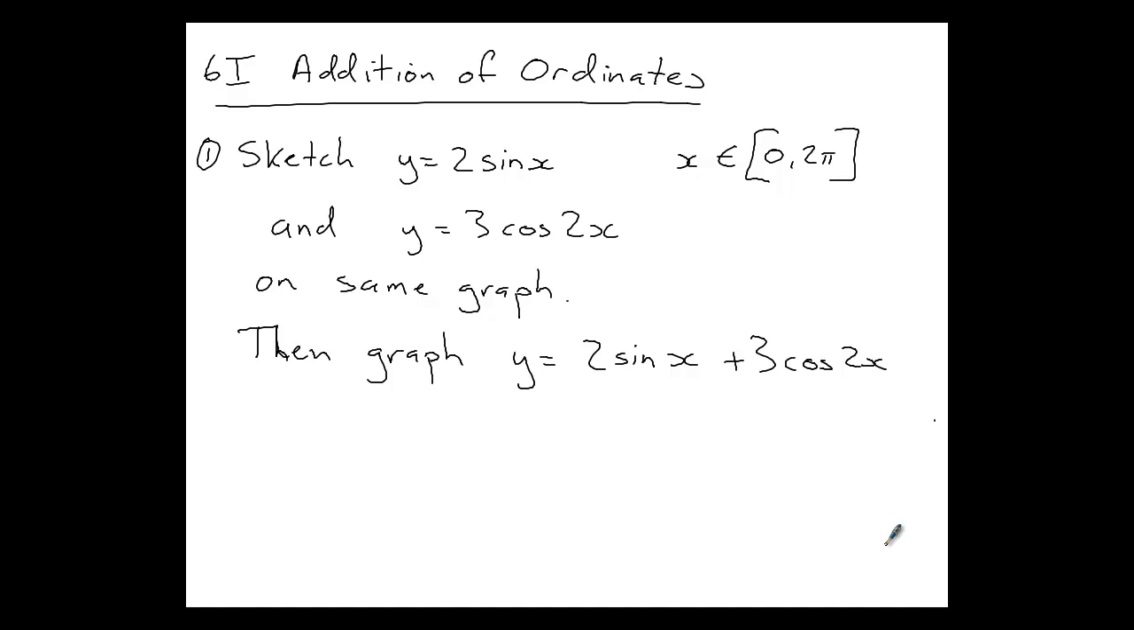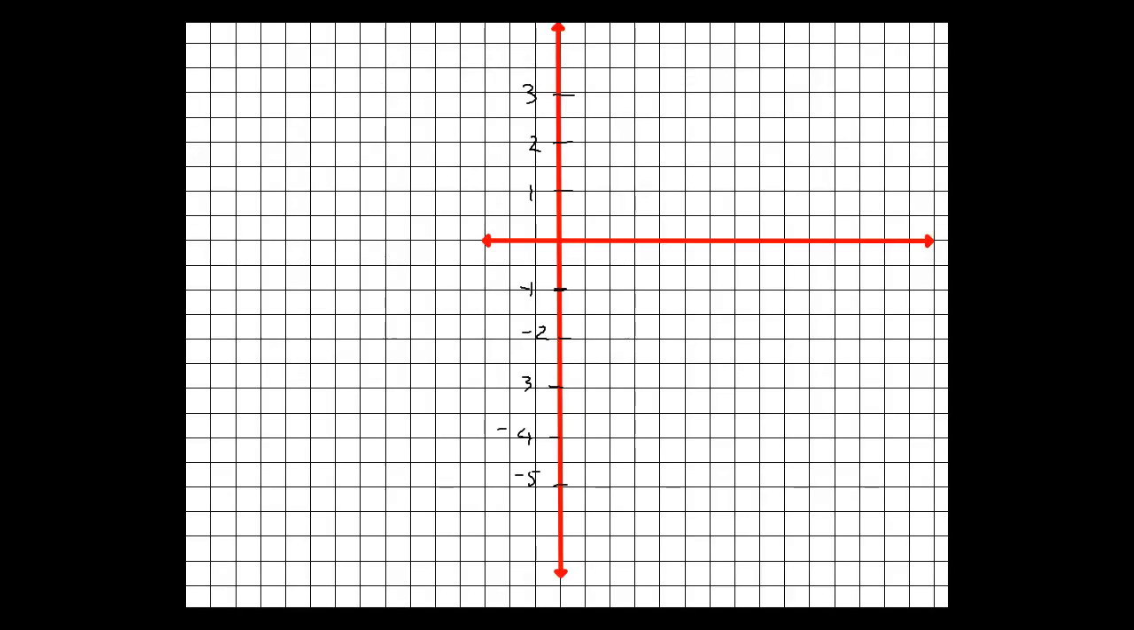What we're going to do, this is the example, we're going to sketch y equals 2 sine x. We're going to sketch y equals 3 cos 2x, all between 0 and 2 pi, on the same graph. Then we're going to graph y equals 2 sine x plus 3 cos 2x. And you'll notice that this is the same as that, and this is the same as that. So effectively we're adding these two graphs together to make the third graph. Okay, let's have a go.